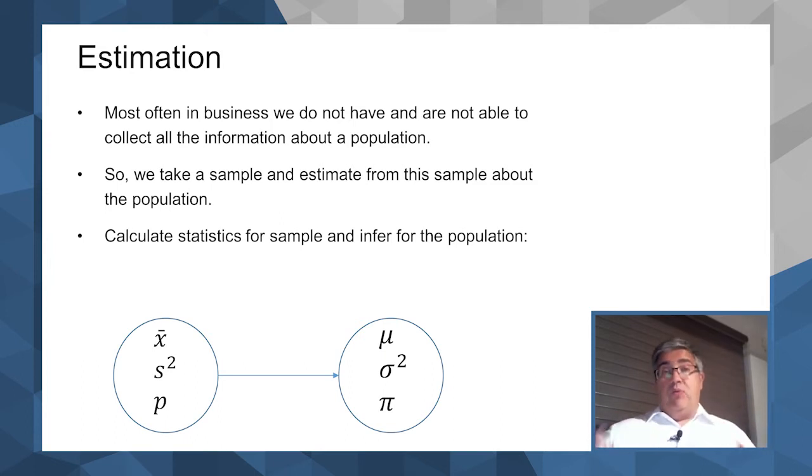Now, important thing to notice here. We know the statistics for the sample, but we do not know the statistics for the population. If we knew the statistics for the population, then there's no more work to be done because we know it. But the reality is we don't, as a rule. We don't know on average how much each one of our customers spends in our store.